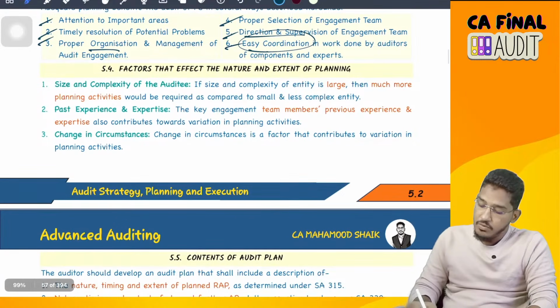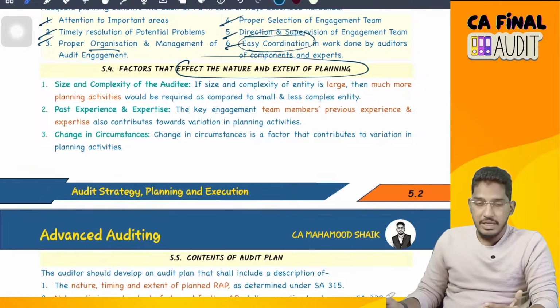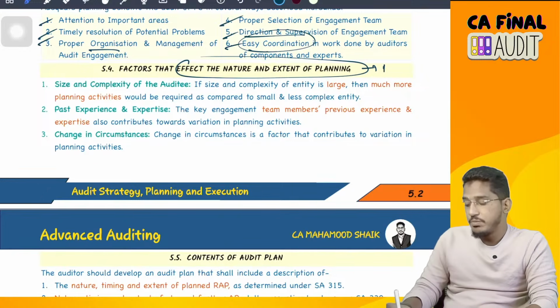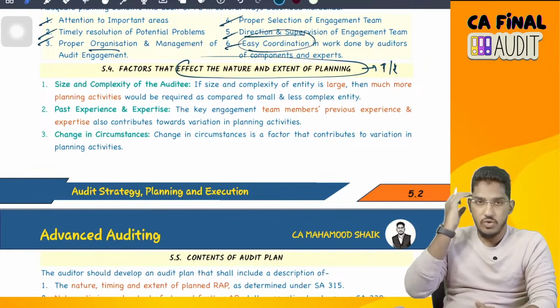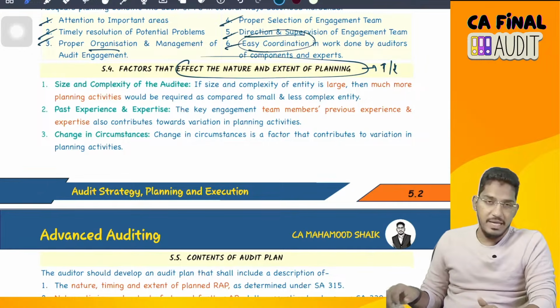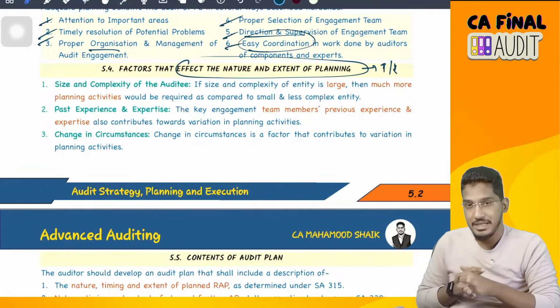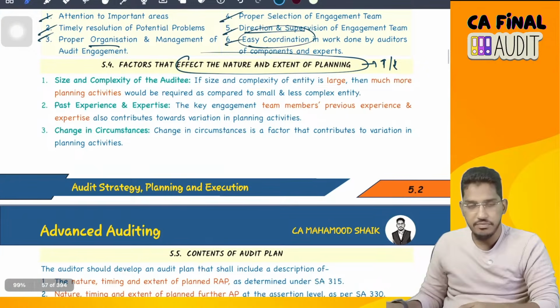Right? Sir, what are the factors which affect nature and extent of planning? What do you mean by nature and extent of planning is, will I spend more time on planning, or will I spend less time on planning? That depends on what factors. The factors which are affecting nature and extent of planning means, am I going to spend a significant amount of time in planning, or will I spend less amount of time in planning? That depends on what factors?